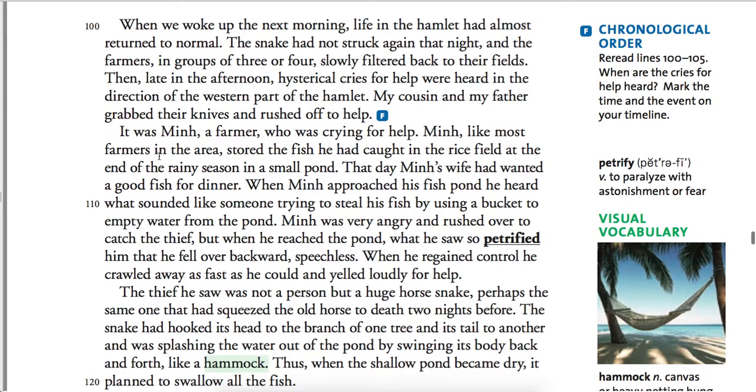Min, like most farmers in the area, stored the fish he had caught in the rice field at the end of the rainy season in a small pond. That day, Min's wife had wanted a good fish for dinner. When Min approached his fish pond, he heard what sounded like someone trying to steal his fish by using a bucket to empty water from the pond. Min was very angry and rushed over to catch the thief. But when he reached the pond, what he saw so petrified him that he fell over backwards speechless. When he regained control, he crawled away as fast as he could and yelled loudly for help.